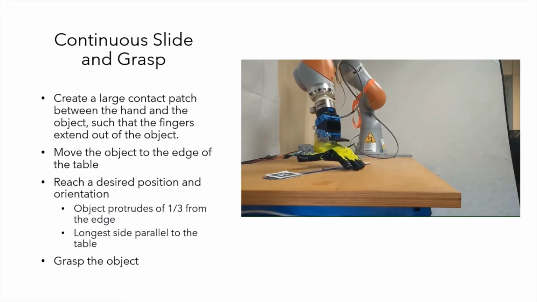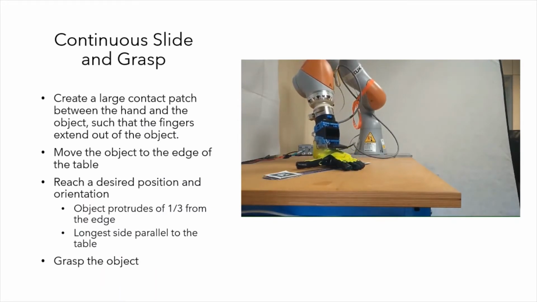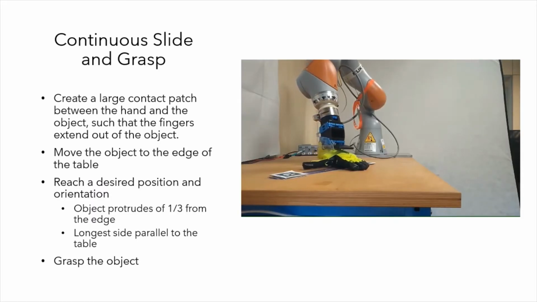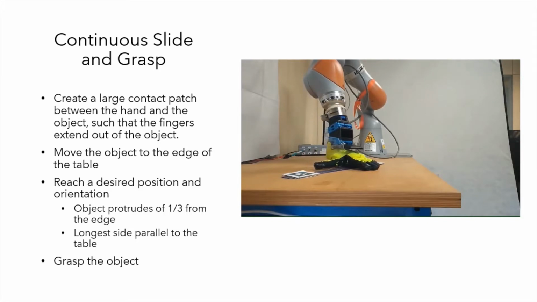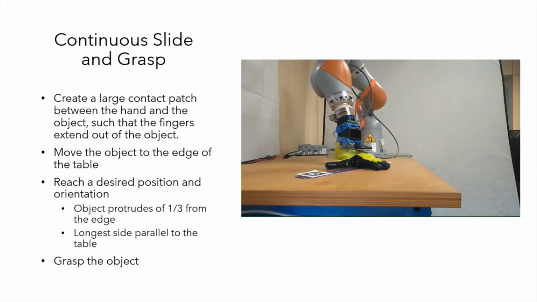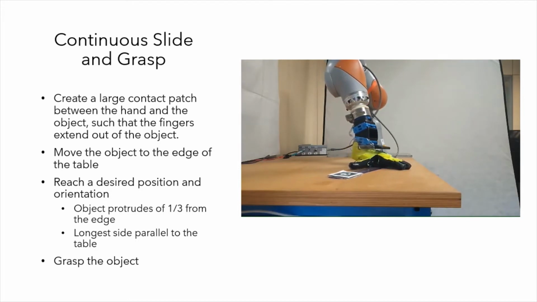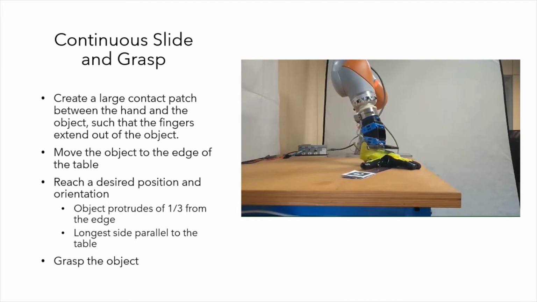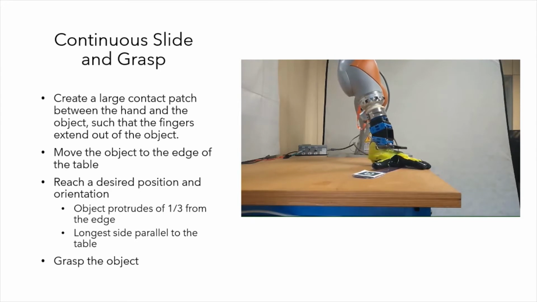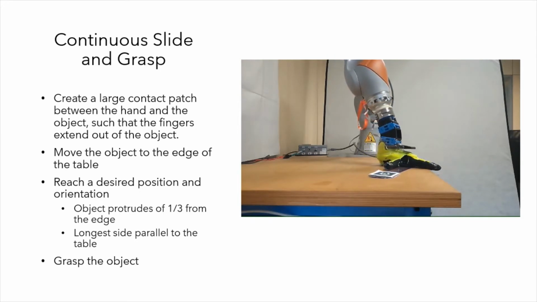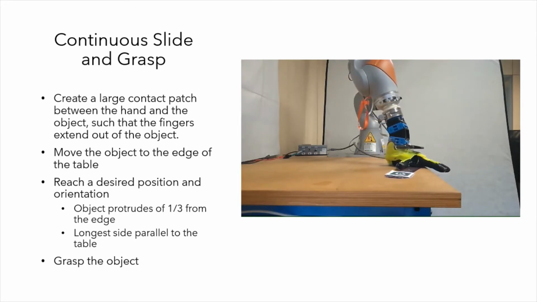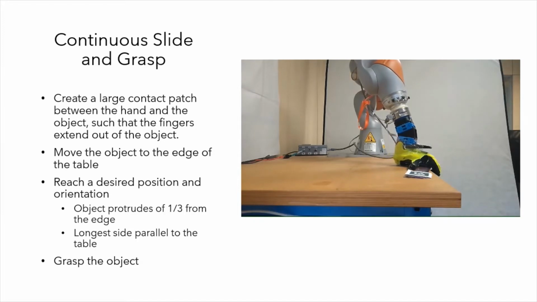The first strategy is called continuous slide and grasp. First, the hand is placed over the object to create a large contact patch with it. This is possible only because the hand is compliant. Then the hand drags the object towards the edge of the table and then, as you will see in the video, the hand will actually grasp the object by enveloping it with the fingers. This is possible only because the object is protruding from the table and also because the hand is compliant.